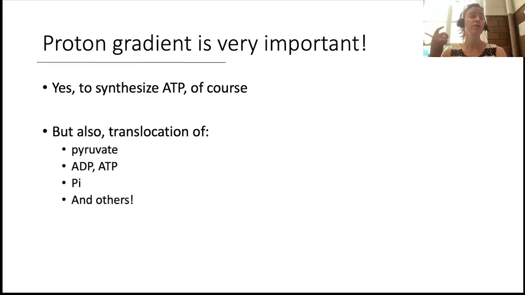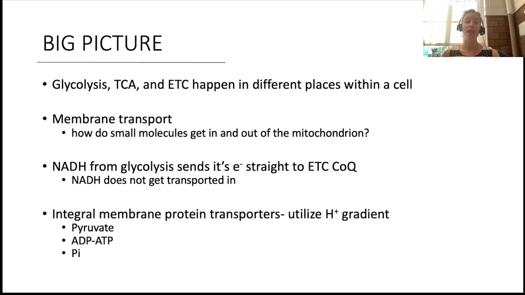I think probably all of you already know it's essential for synthesis of ATP in our bodies, but I want to recognize that it's used for a variety of other functions, and we only looked at 3 today. That wraps up our time today. We talked about how different metabolic pathways occur in different locations within a cell, separated out oftentimes by organelles. We talked about membrane transport and how small molecules get in and out of the mitochondrion. We went through a few specific examples.